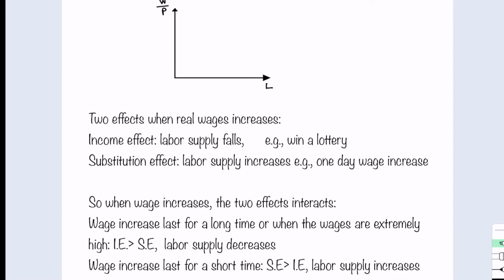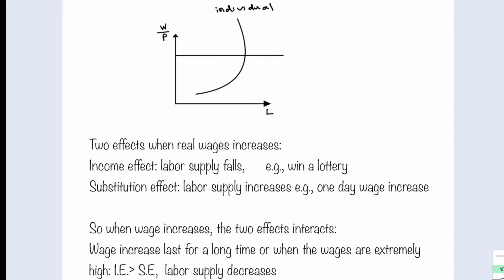On the other hand, if the wage increase only lasts for a short time, as in the example I gave you, then in general, we believe that the substitution effect dominates the income effect, such that the labor supply increases. Therefore, you may recall from your micro class, when we draw the labor supply curve for an individual, the labor supply curve is a backward-bending curve.